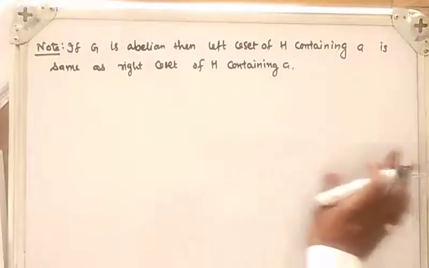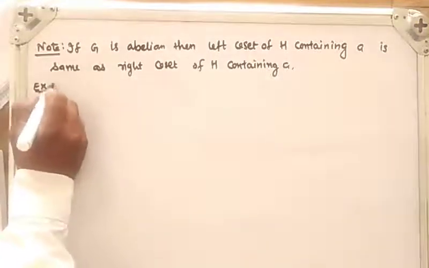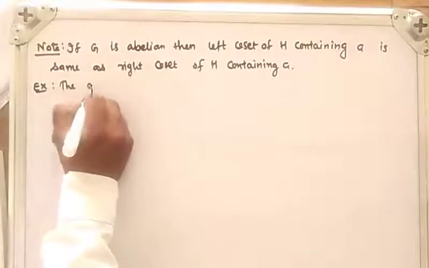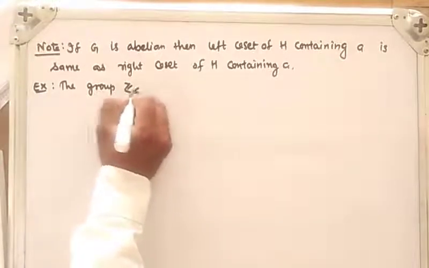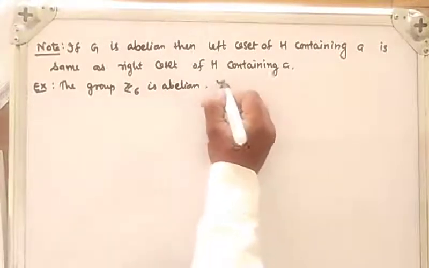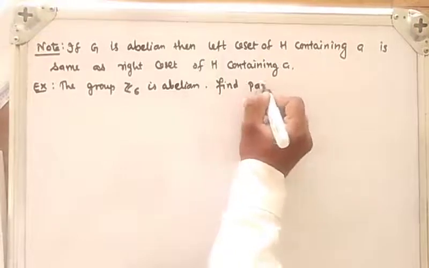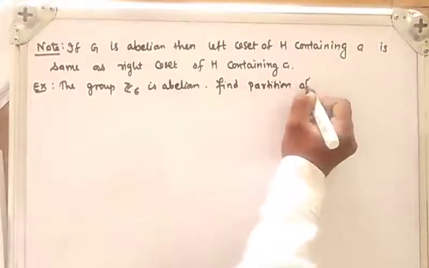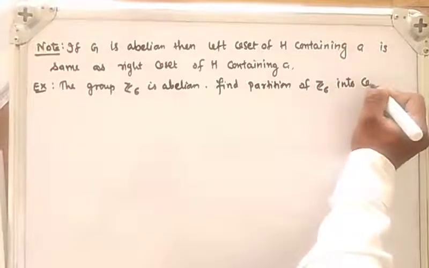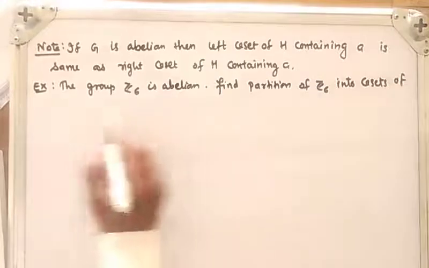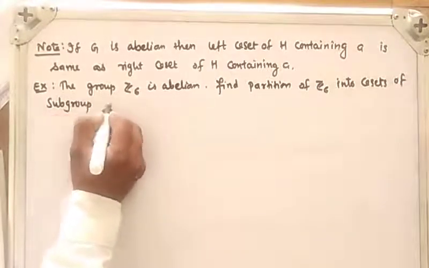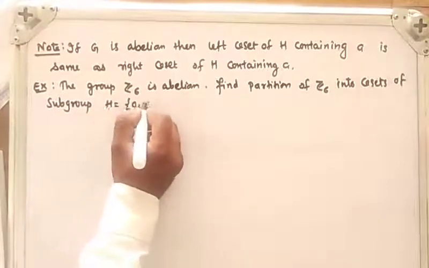Now let's see another example. The group Z6 is abelian. Find the partition of Z6 into cosets of the subgroup H. So H has the elements 0, 3.